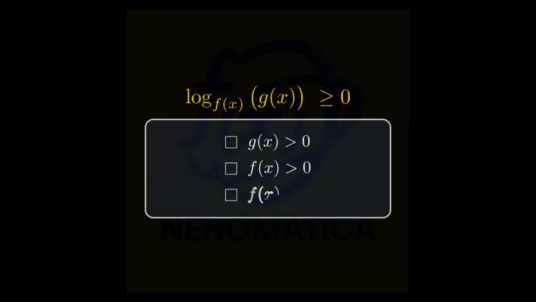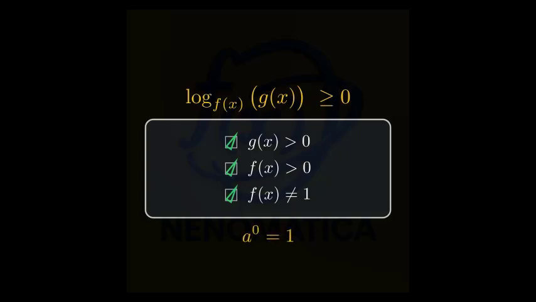First, we must satisfy the domain conditions of any logarithm. 1. The argument must be positive, g of x greater than 0. 2. The base must be positive, f of x greater than 0. 3. The base cannot be 1, f of x not equal to 1. We will keep these constraints in mind while solving.